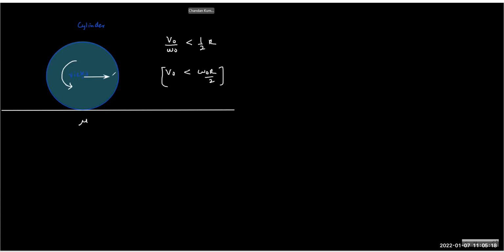So let's say I give you that this is omega naught, and this is omega naught R by 4. Now the question is, will it come back, yes or no? The answer is yes, because the value I have taken is less than what it should have as per the formula. So you can directly apply this method for any question and you'll get the answer.